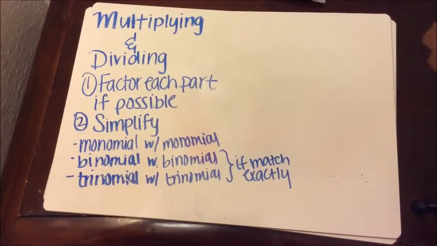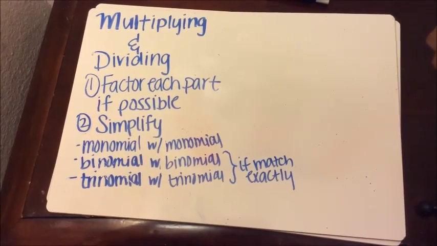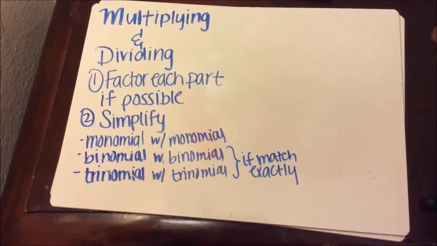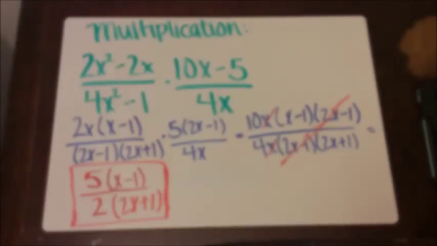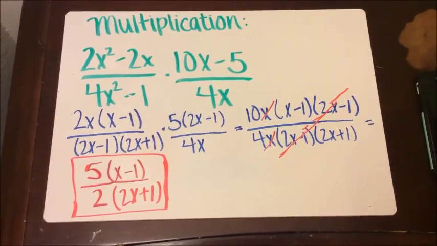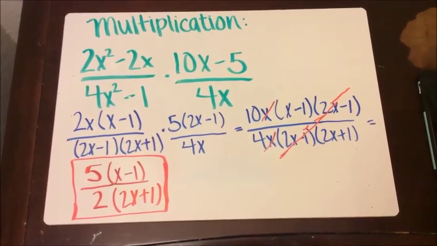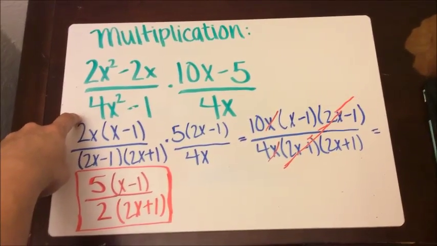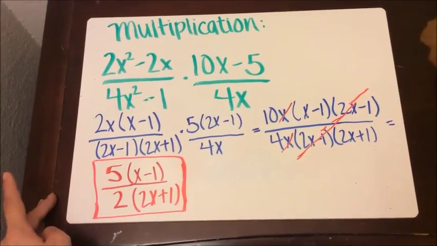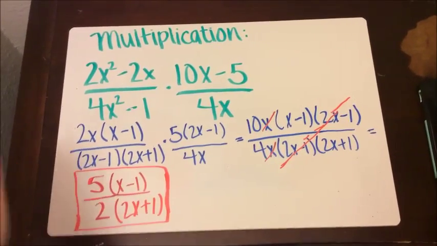Remember that you can always simplify monomial with monomial, binomial with binomial, and trinomial with trinomial as long as they match exactly. Okay, so here is our first problem with multiplication. I'm going to go step by step and explain what I did to solve it. So this is our original problem. Okay, as I mentioned before, the first step you must do is factor each one.